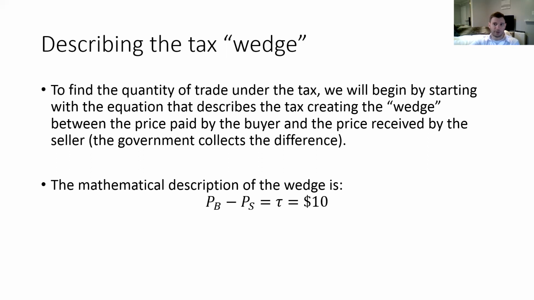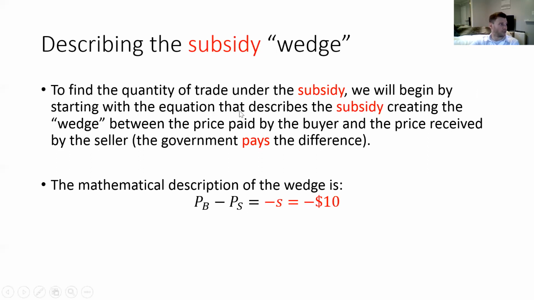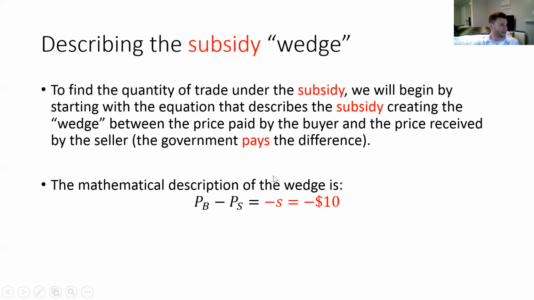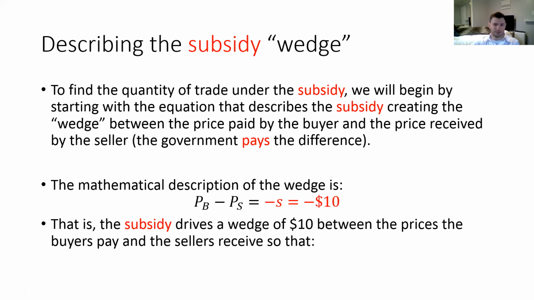So when I make the following change, it should not surprise you. Instead of the tax, which was $10, I've input a negative subsidy of negative $10. So it's like we have a negative tax now. And you'll notice if I rearrange that equation, if I multiply through by -1, for example, then we can describe the subsidy wedge in similar fashion as we had it on that first introductory slide, where the difference PS less PB has to equal positive $10.